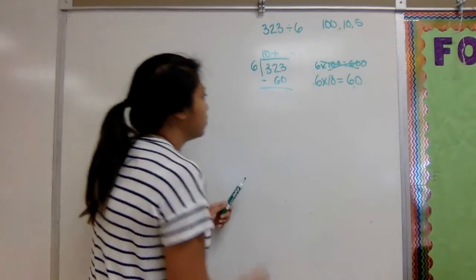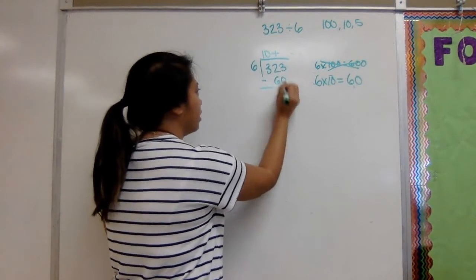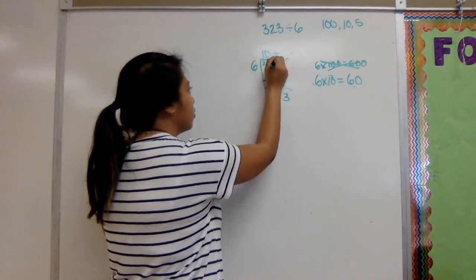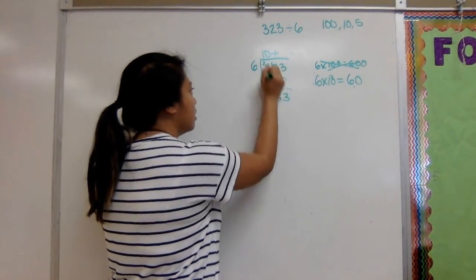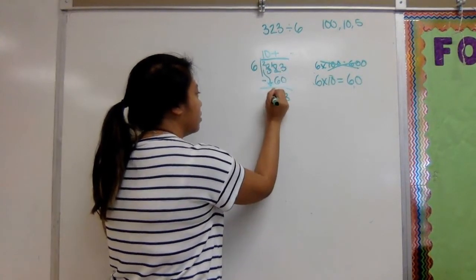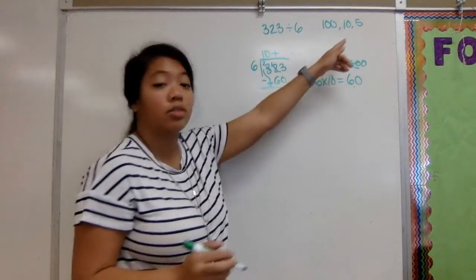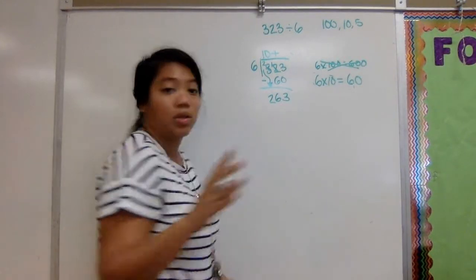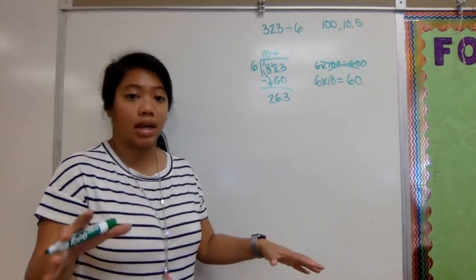And just like before, we subtract. So 3 minus 0 is 3. 12 minus 6 is 6. Bring the 2 down. 263. So we're going to use our friendly number 10 again. We're going to keep using 10 until we can't use 10 anymore.